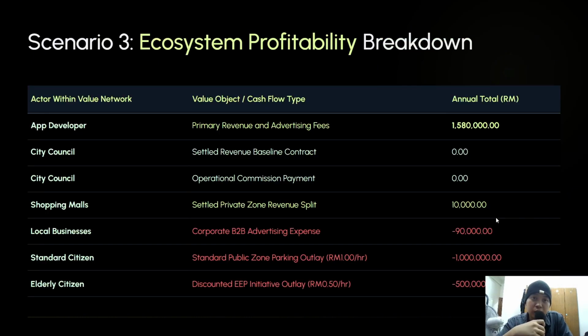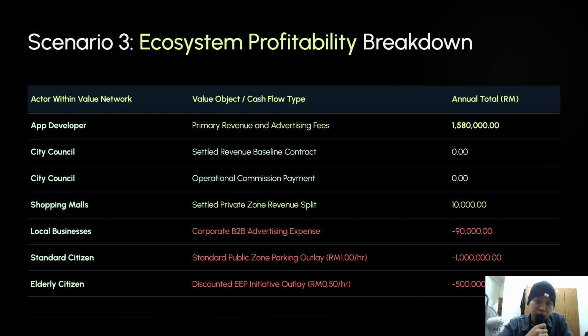For the ecosystem profitability breakdown, for the app developer, the value object or cash flow type is primary revenue and advertising fee, which for the annual total is 1,580,000. For the city council, the value object is settled revenue and commission, which are both zero.